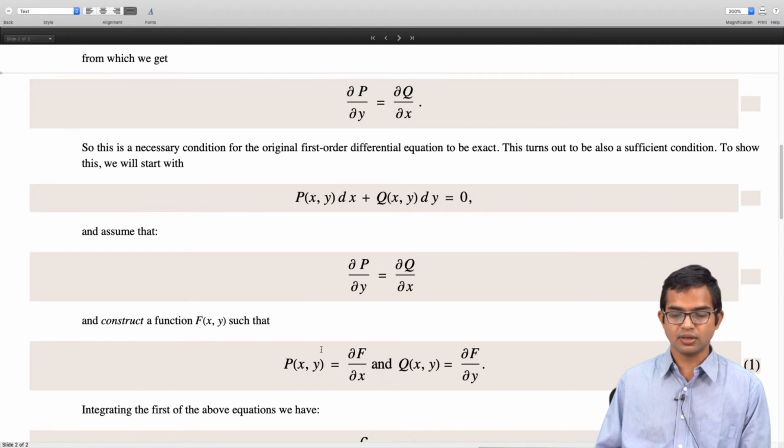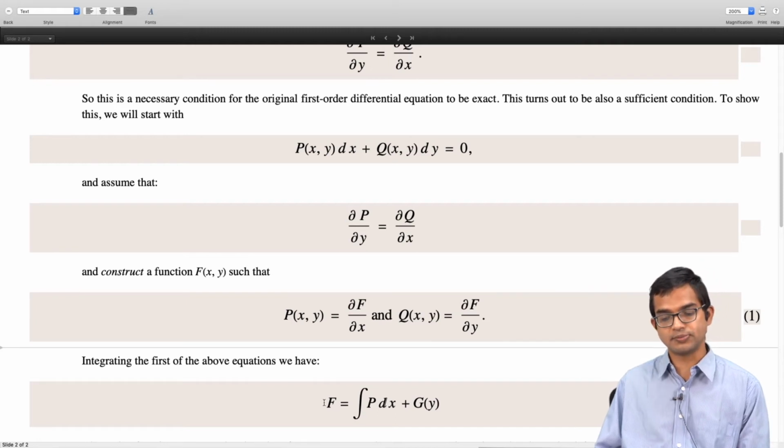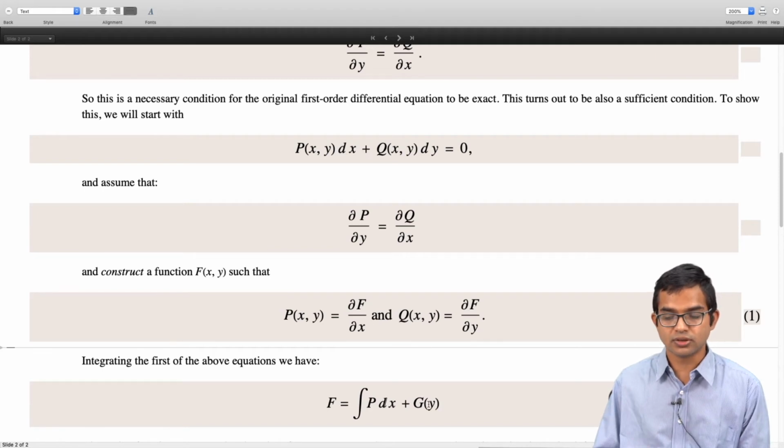So integrating this first equation, we are looking for a function f of this kind. So let's write down this equation and then integrate both sides. So we have f is equal to the integral of p dx plus, instead of a constant, you can actually put an arbitrary function of y, right? Because all you need is that the partial derivative of this function with respect to x must give you p, and that it will do no matter what function of y you choose to add to this.